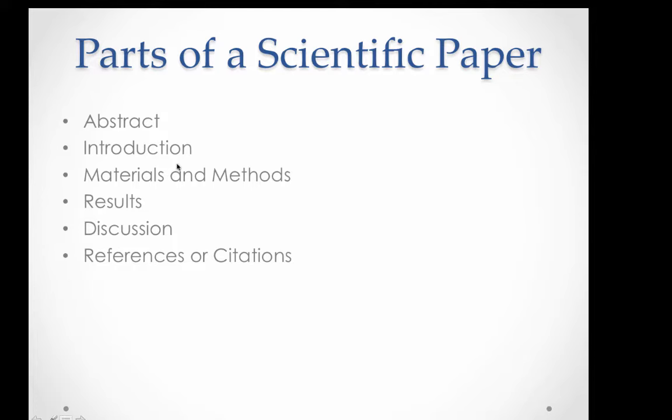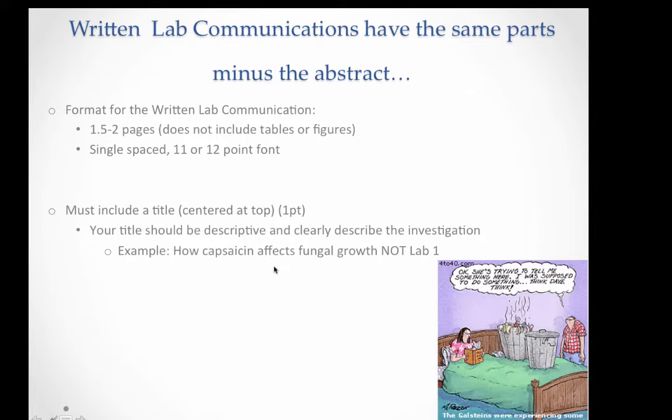So what are the parts of a scientific paper? We just looked at them. The abstract, introduction, materials and methods, results, discussion, references, or citations. Written lab communications, interestingly, are going to have the same parts, minus the abstract. You guys won't make an abstract. You will use common format. We'd like it to be 1.5 to 2 pages long. That does not include your tables or figures. Those can be additional. It should be single-spaced, 11 or 12-point font.